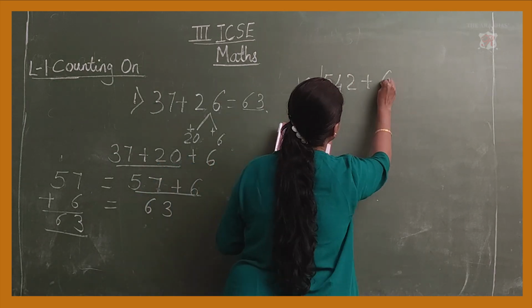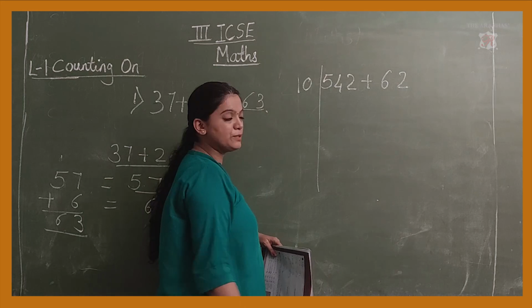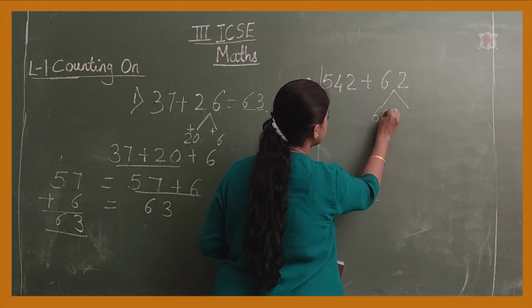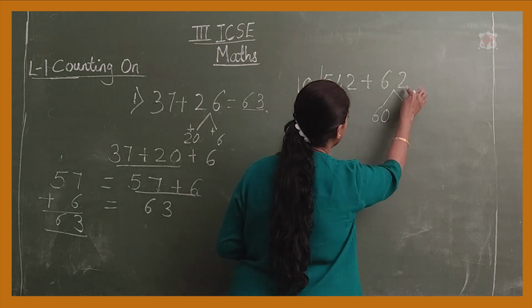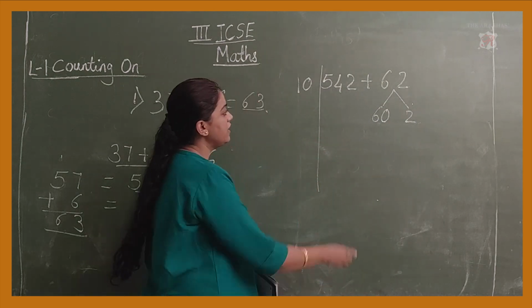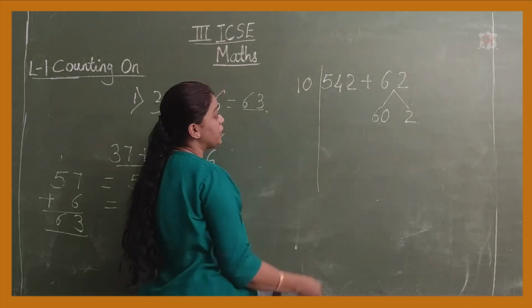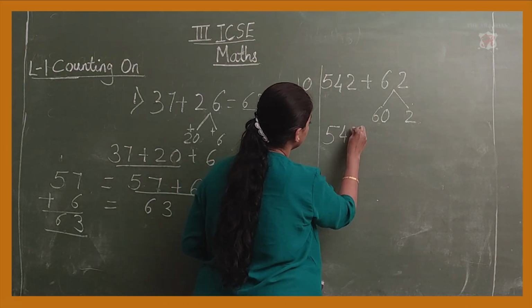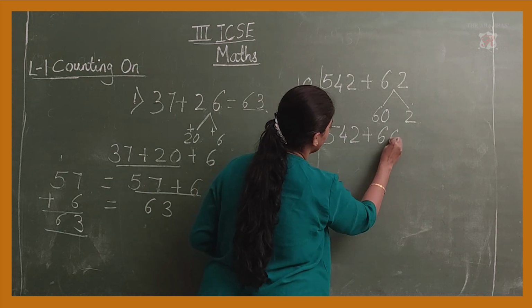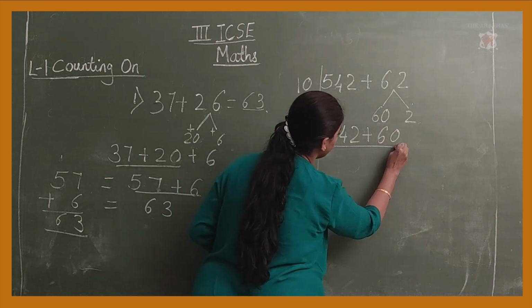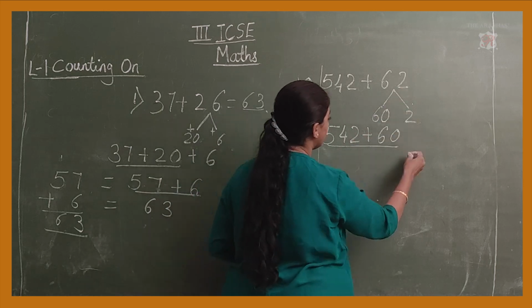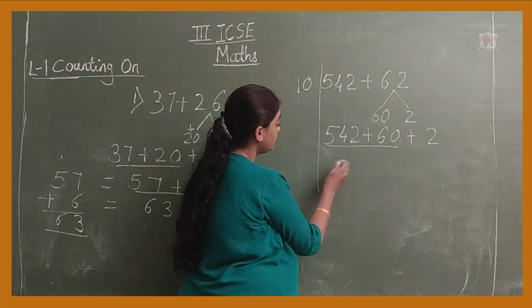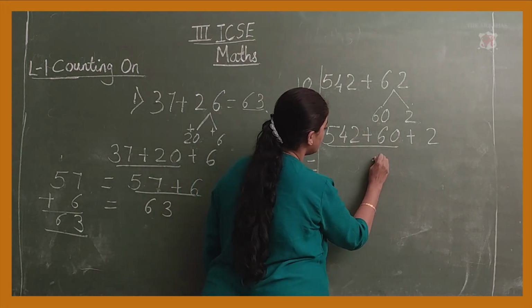542 plus 62. You have to split this in tens and ones. This becomes your 60. 60 is your nearest landmark number and left one is 2. Okay. You have to take the bigger number, 542 plus 60. Okay. We have taken this number to add. Next left is 2.